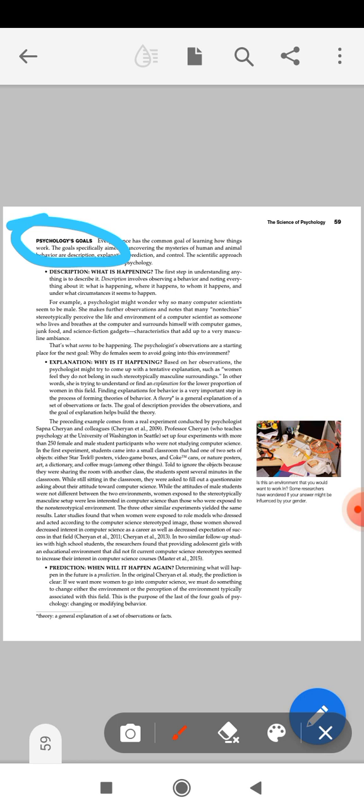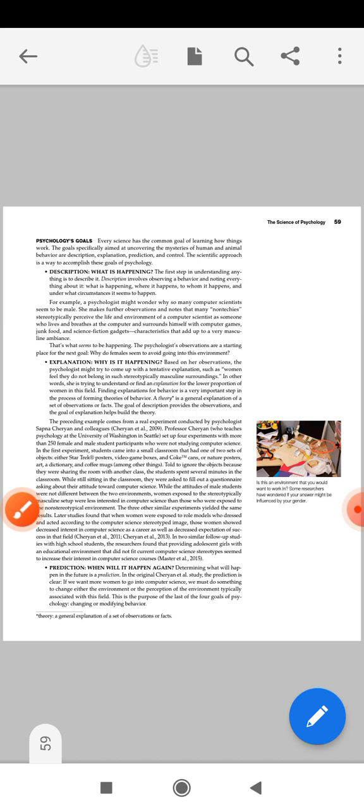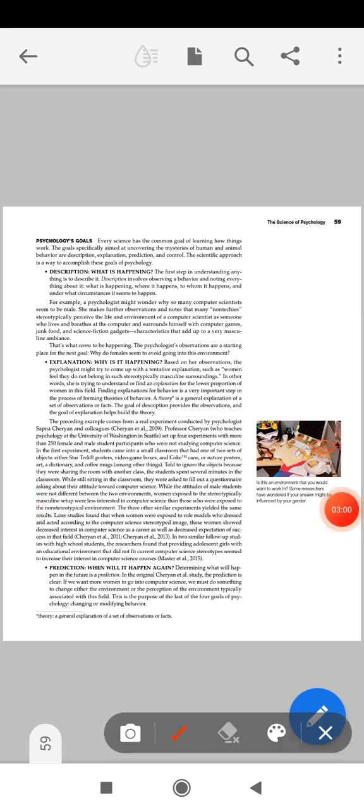This seems to be a very illogical topic, but we will read some examples which are very influential in our life, and you will get surprised to know such facts. When we talk about the psychological goals, here it has been mentioned that the goals of psychology are specifically aimed at uncovering the mysteries of human and animal behavior, and these goals are description, explanation, prediction, and control. This is the goal of psychology.